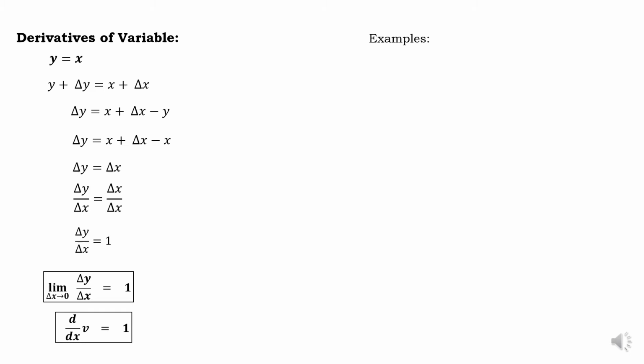For example, number 1, y is equal to t. To determine the derivative of this given equation, derivative of y with respect to t is equal to 1 since t is a variable. Second one, y is equal to w. w is also a variable, therefore the derivative of y with respect to w is equal to 1. Number 3, y is equal to r. r is also a variable, therefore the derivative of y with respect to r is equal to 1.